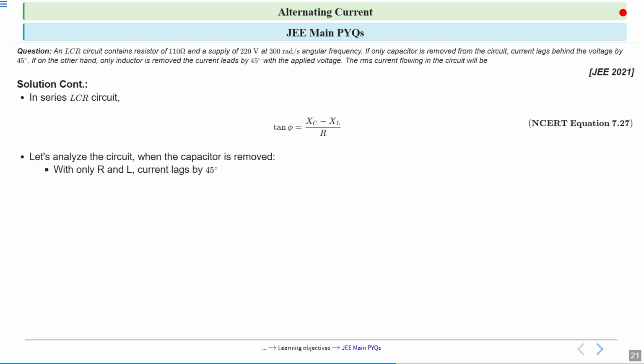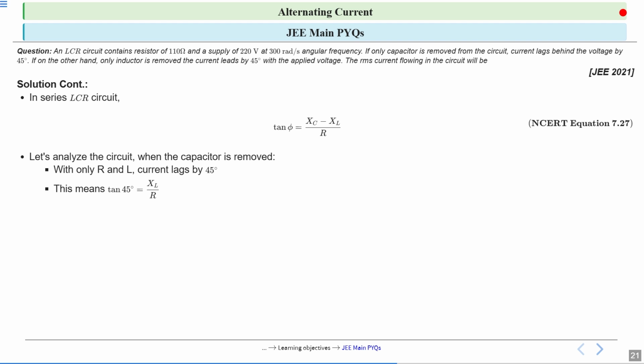So only R and L are there in the circuit now. Current lags by 45 degree, that means phi is 45 degree. If we are considering minus on the right hand side, XC becomes equal to 0 and minus XL upon R. So for tan 45 degree, 45 will also be taken as negative, because in the case of an RL circuit, the phase difference is negative.